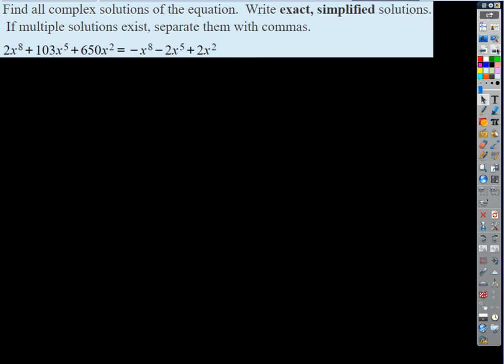So what about finding all the complex solutions of this equation? Move it all to one side. Which side do we want to go to? We're going to go to the left because we want the leading term to be positive. So we add x to the 8th, and we get 3x to the 8th.